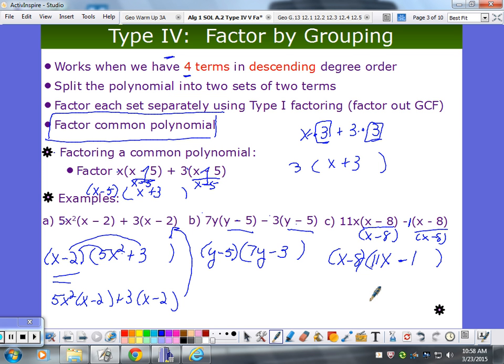We can do another one kind of like that. What if I had 3x times x plus 2 minus x plus 2? How would that be factored? Yeah, Gigi. If we figure out x plus 2, yes, you would, and then we have the previous x. Okay, we see it?